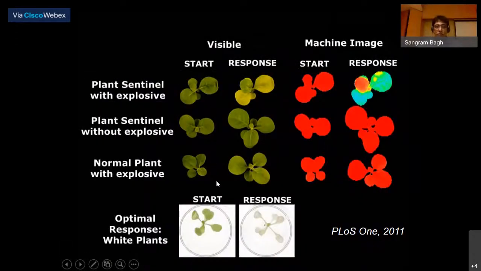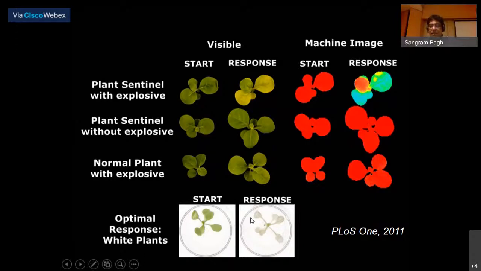They took some Arabidopsis and engineered it in such a way that if you give it TNT, trinitrotoluene, which is used in several explosives, it can sense it in the environment, and when it senses this, it becomes white. How does it become white? Because the sensor is connected with the chlorophyll-making mechanism. If it senses TNT, they engineered the gene regulatory system in such a way that the chlorophyll-producing mechanism is stopped, and the plant comes out white.